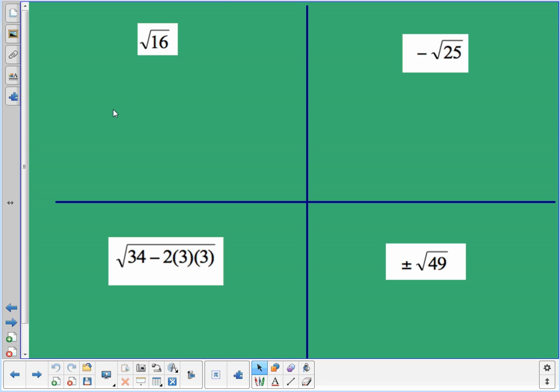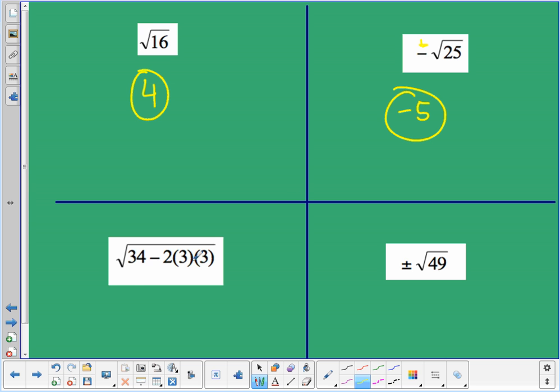When we're looking at something like the square root of 16, we're looking for what number times itself gives me 16, and that number would be 4. So I'm looking at positive 4 here. When I'm looking at the negative square root of 25, the square root of 25 is 5, but I want the negative version of that, so I'm looking at negative 5.